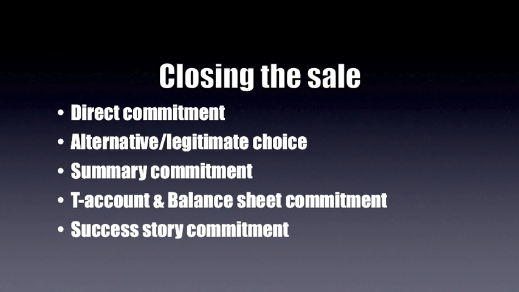Alternative choice or legitimate choice is when you ask the prospect to select from 2 or 3 different choices. Summary commitment is when you go over all the agreed on benefits with the buyer so that they agree, they're nodding their head, they are agreeing with everything that you're saying. T-account is when you actually draw out a balance sheet and you write all the benefits on one side and then you write all their concerns and you try to point out all the benefits that outweigh these concerns. And then finally, success story commitment is when you link a client in the past who worked with you. They were in the same situation as this buyer is now, and they bought the products and service and they couldn't be happier with them.